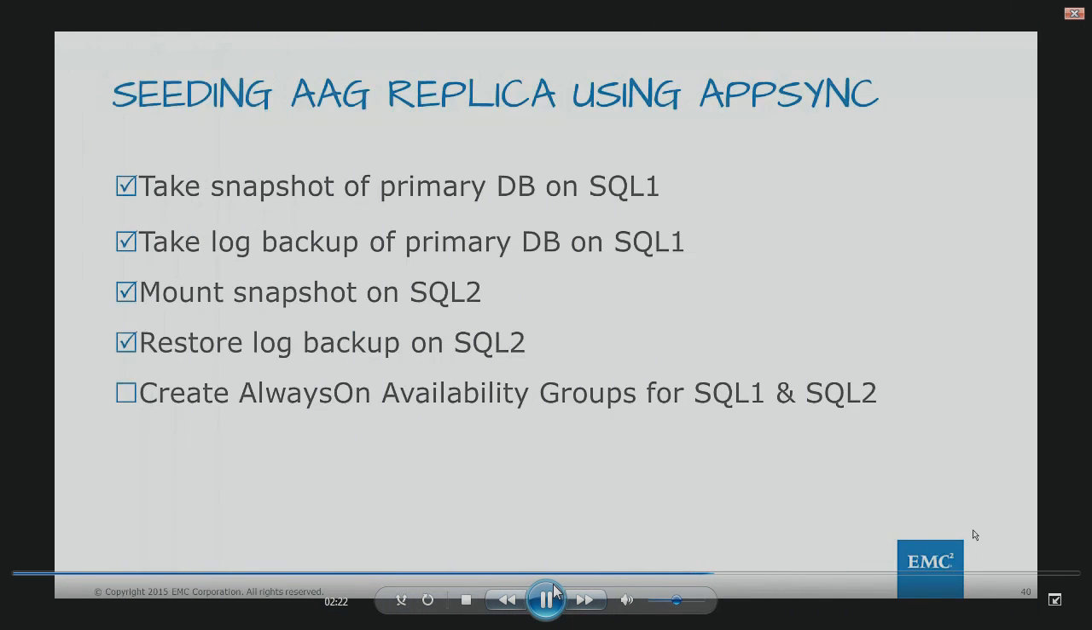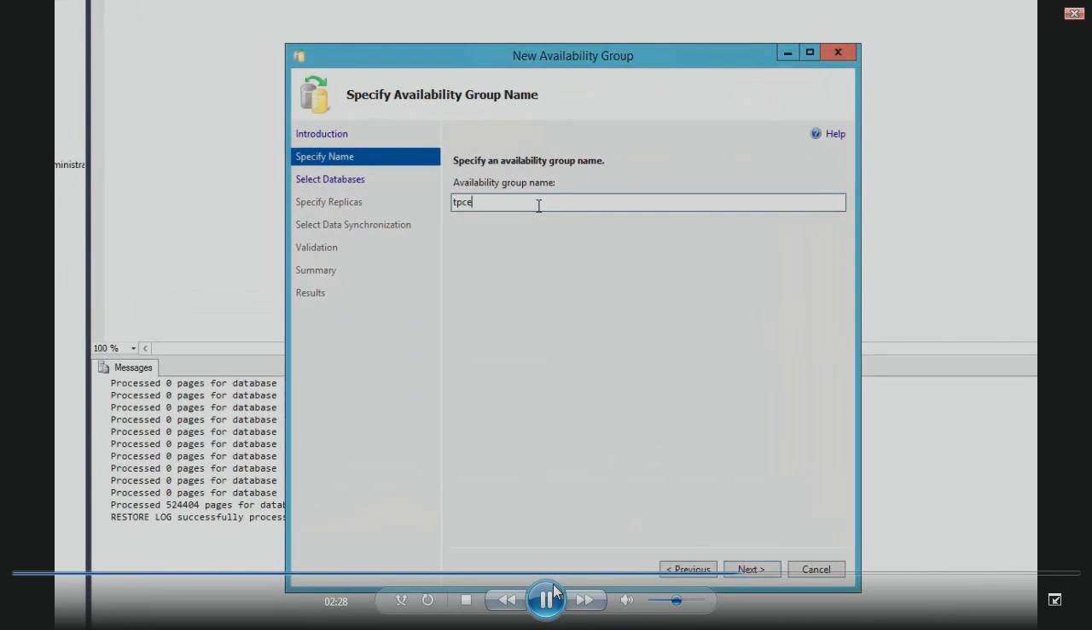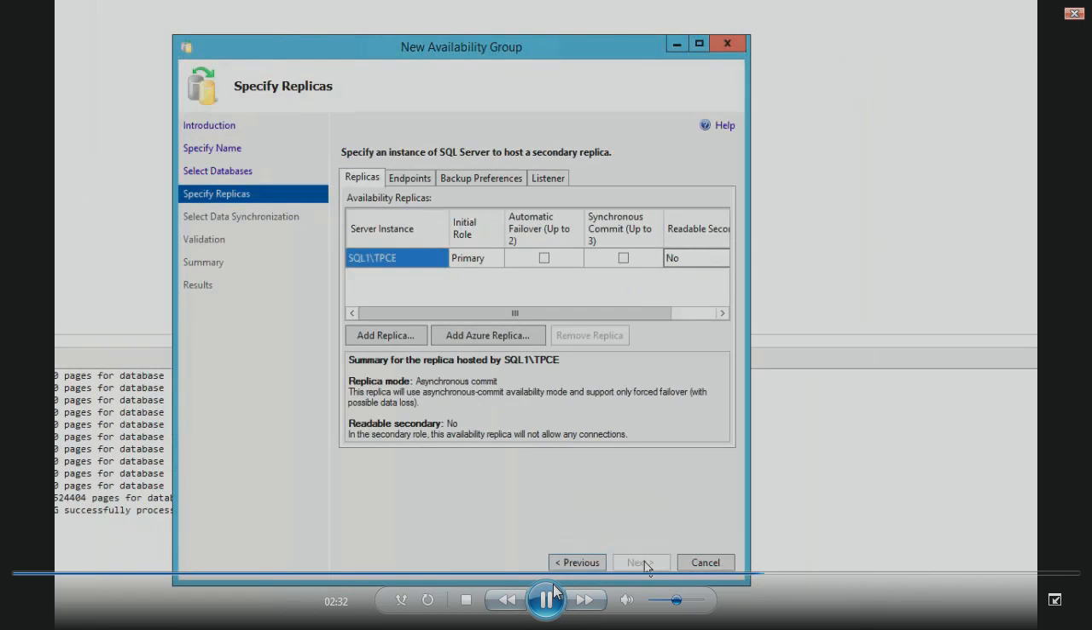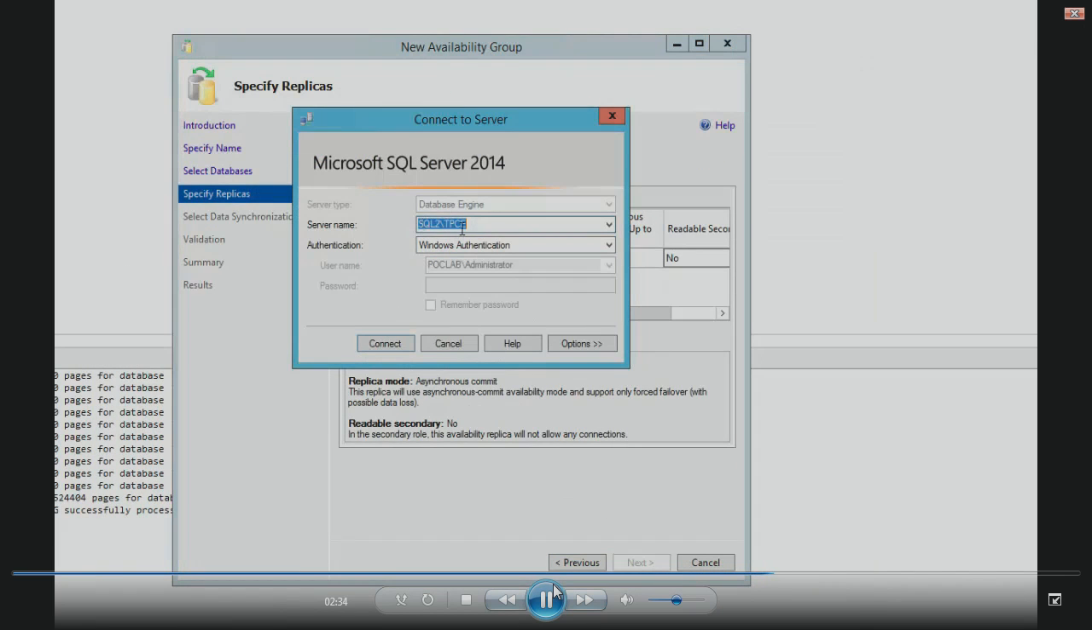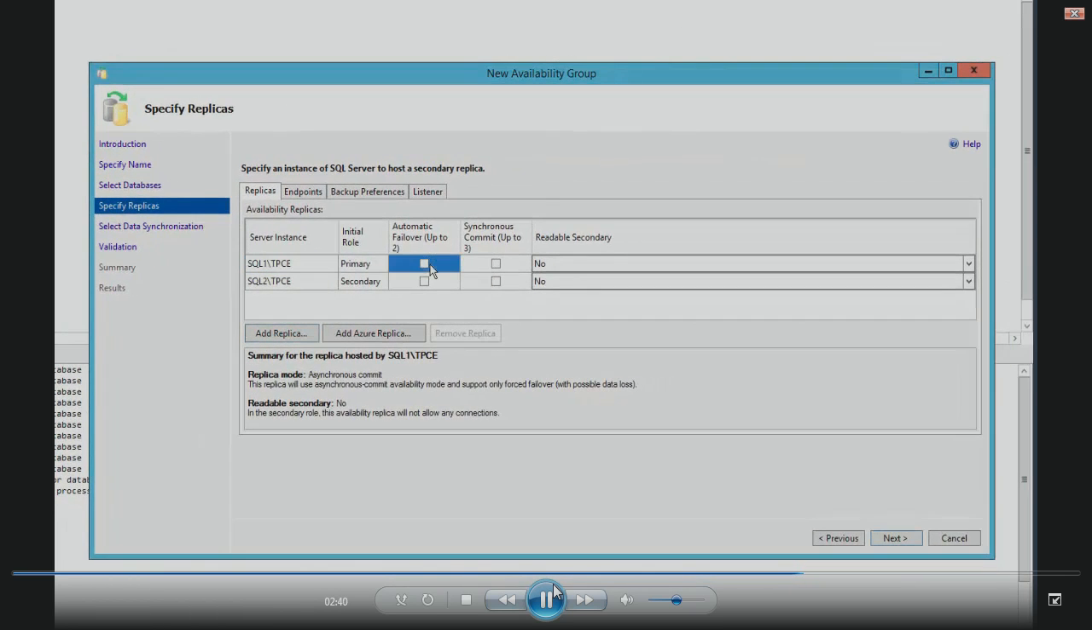Very quickly, now I'm ready to create an Always On relationship. In this relationship, I will create it as synchronous commit with readable secondary. So this is more of a local HA with a readable secondary type of scenario.